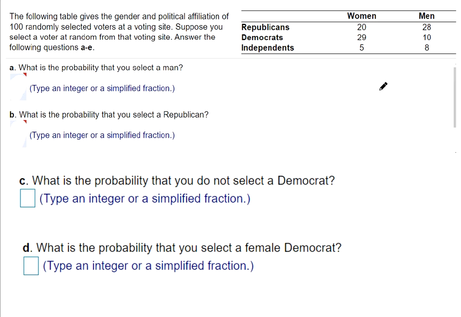Given a table, looks like Republicans, Democrats, and it's just a sample, 100 randomly selected people, whether they're men or women. Okay. Part A is, what is the probability that you select a man? Well, we got to total the amount of men. A probability is found by taking the number you're interested in and dividing it by the total.